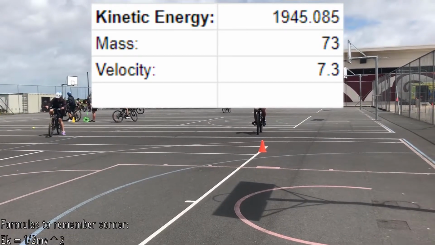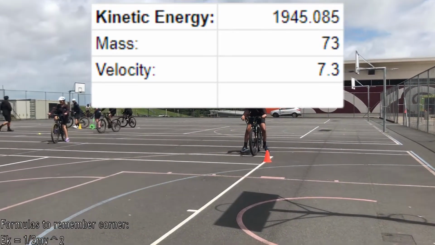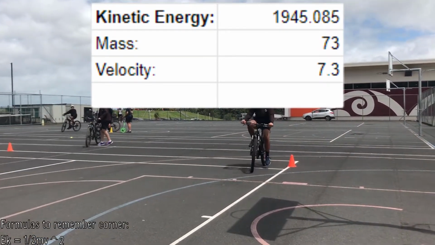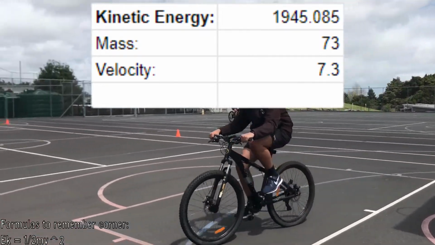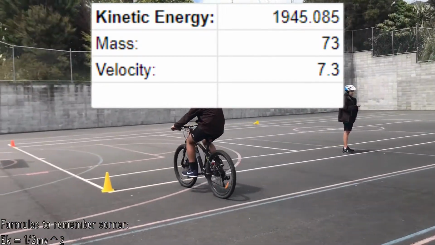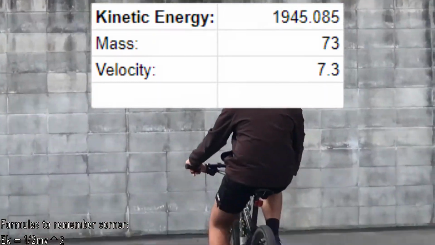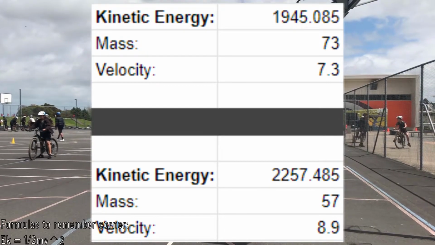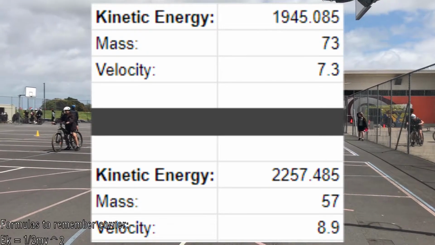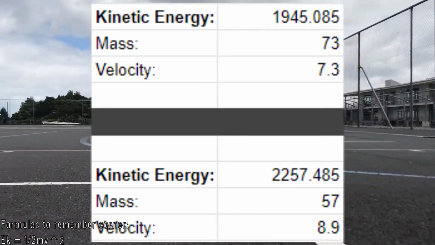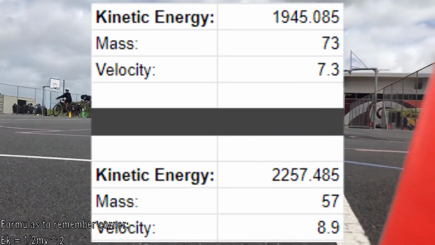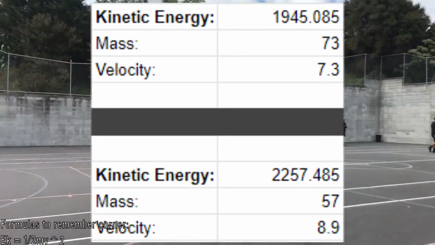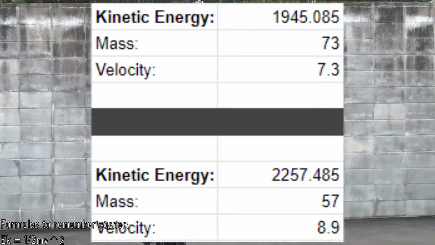In Jason's case, his mass was 73 kilograms and he had a velocity of 7.3. Inputting this into the formula gave him a kinetic energy of 1945.085 joules. In Ivan's case, he had a mass of 57 kilograms and a velocity of 8.9. Putting this into the formula gave him a kinetic energy of 2257.485 joules.